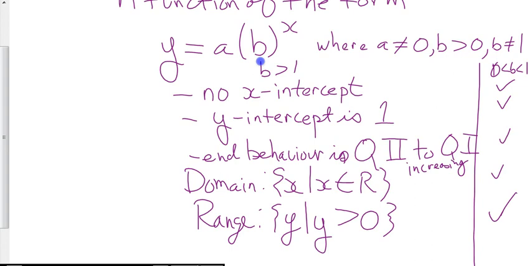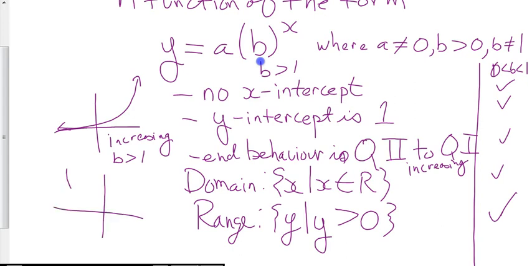Right? Because remember what it looked like, it was going up to the right. We were going from quadrant 2. It was low in quadrant 2 and then went up. That's increasing. Okay, and it didn't cross. And that was when b was greater than 1.